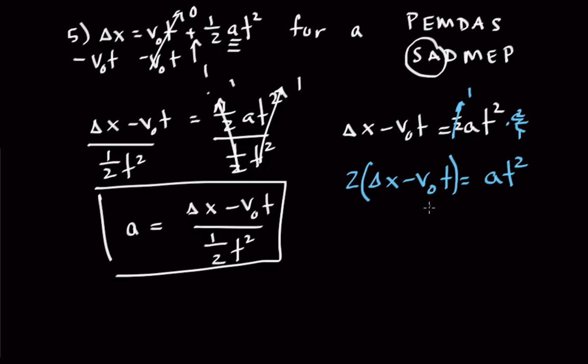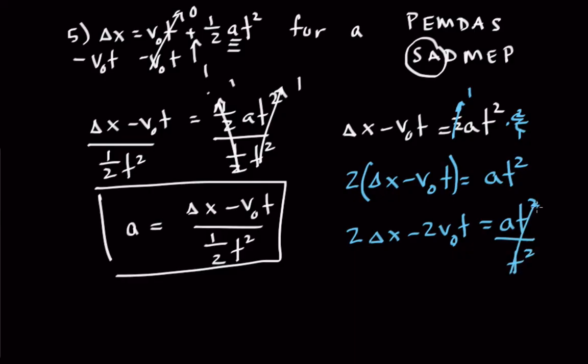So you have to indicate that you're doing that. You can indicate that by putting parentheses around it. You can indicate that by distributing it, right? This and this are the same thing. Whatever makes you happy if you do it that way, but you can't just multiply it by the delta x. So now I have 2 delta x minus v, we would call that v naught, minus vt equals 1/2 at squared.